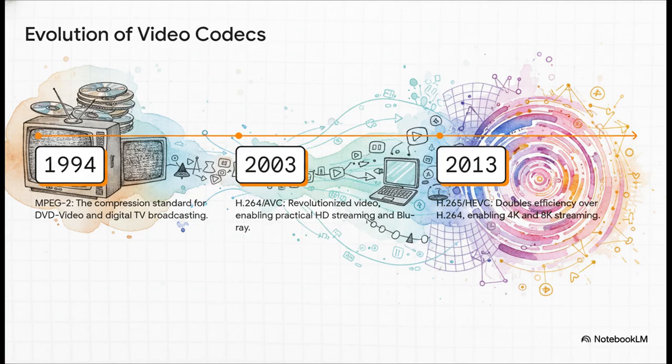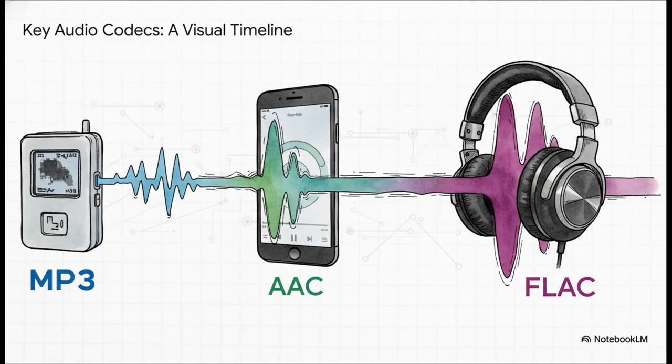It lets us get higher quality video using less data, which is just an amazing engineering achievement. And hey, the story for audio is just as incredible. You had the MP3, which completely revolutionized the music industry. Now AAC is pretty much the standard for streaming. And for the audiophiles out there, you have lossless formats like FLAC that give you true studio quality sound. You now know the tech behind every song you listen to.